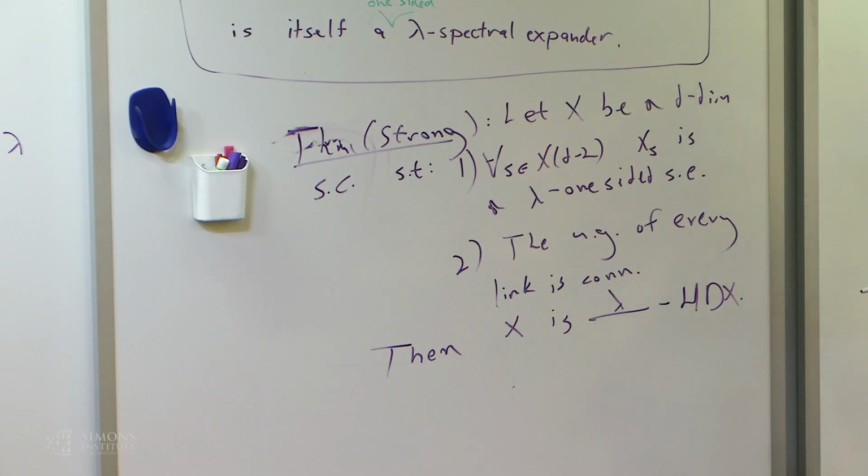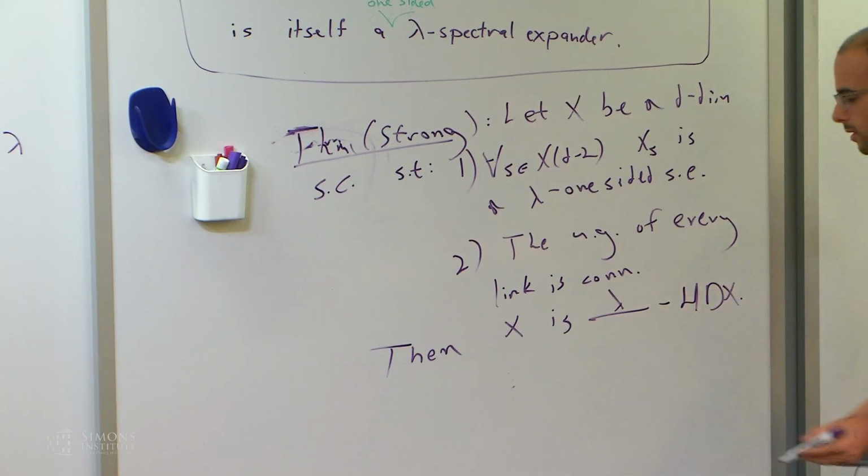When you say every link, you mean every link of every face? Every link of every face in every level, of codimension at least 2. Of course, the trivial links of codimension 0 or 1 can't be connected because they're either the empty set or just a bunch of vertices.